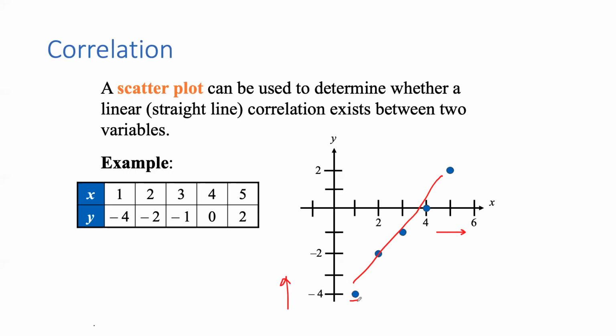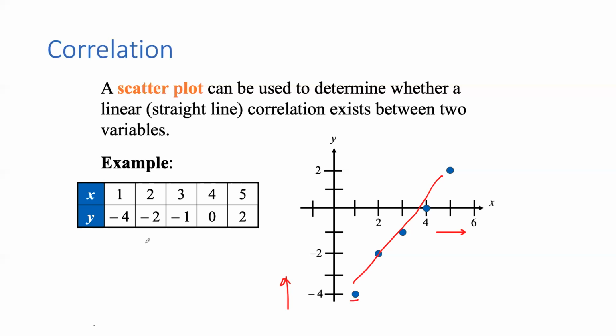Right? That's what it means for this to have a positive linear correlation, is that as I keep increasing the value of x, the value of y is also increasing. Right? So -4 is smaller than -2, -2 is smaller than -1, and 0 is greater than -1, and 2 is greater than 0. So now we are able to establish that there's some kind of relationship between x and y. As x is increasing, y is also increasing. Okay. And now we've established that these two variables might be correlated.